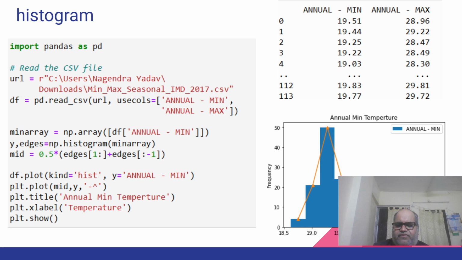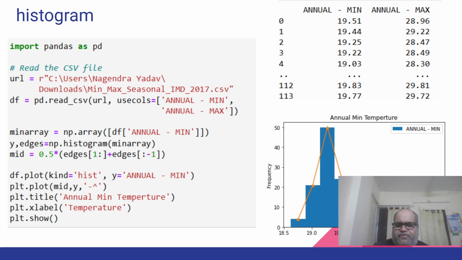Histogram, right? So histograms are those stacked bar charts, and what we have done here is we have taken, from a government website, minimum and maximum temperature, month-wise and annual, for several hundred years. And we are just considering the annual mean and annual max for each year.